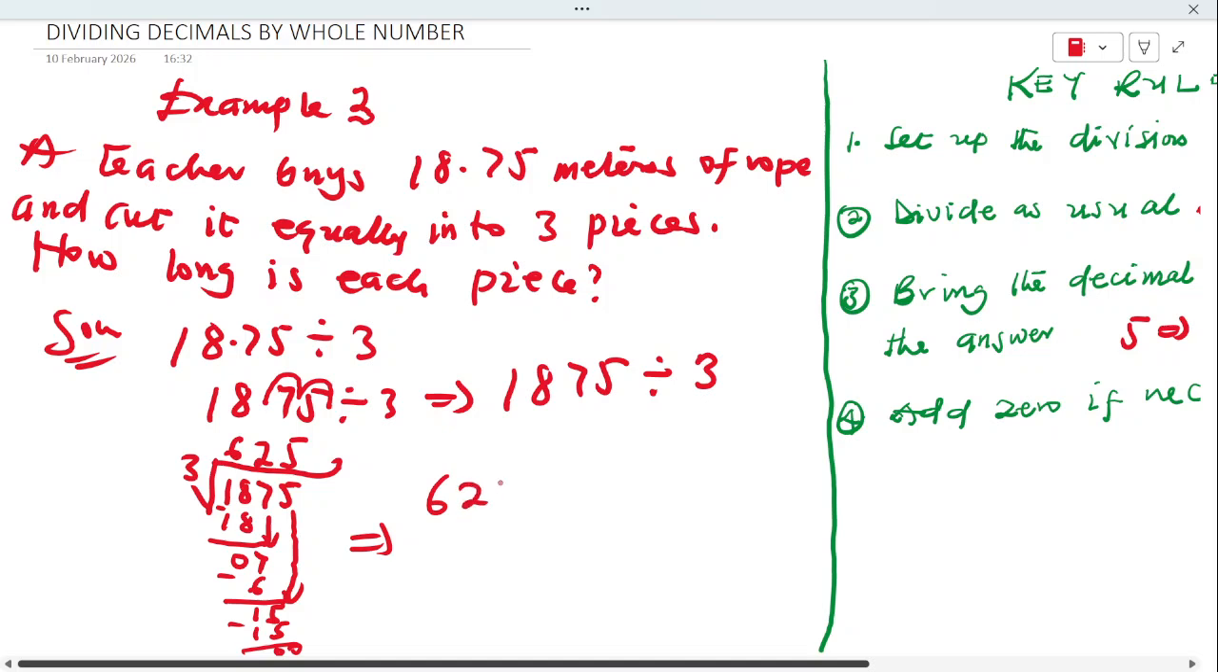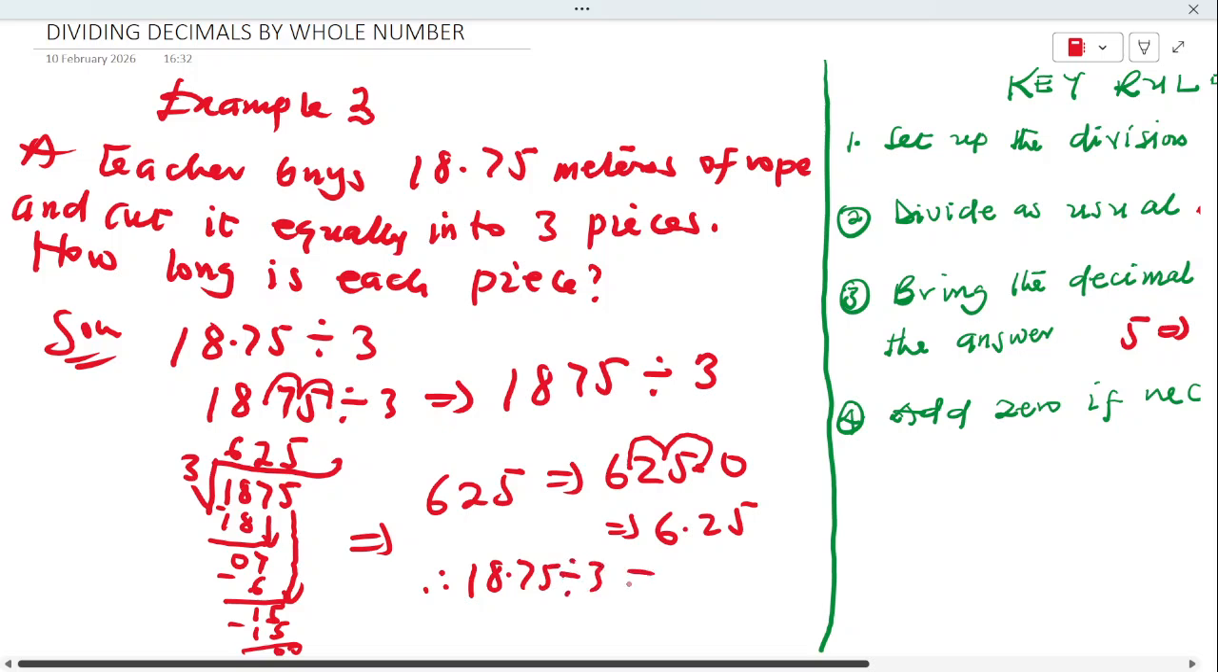You write your 625, which can also be written as 625.0. You stand here. How many times do you move the decimal point forward? Move it twice to get the 1875. So now that you have gotten your answer, you bring it back the number of times you moved it. Stand here, move it 1, 2. Which gives us what? 6.25. Therefore, 18.75 divided by 3 gives us what? 6.25 as our final answer.